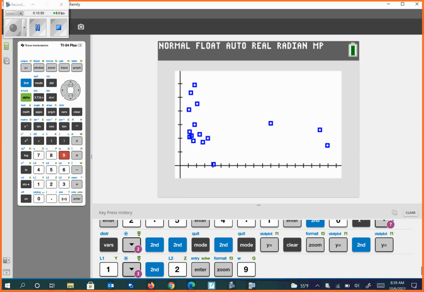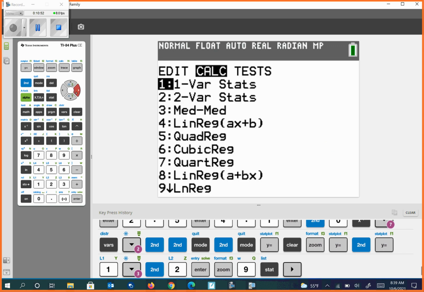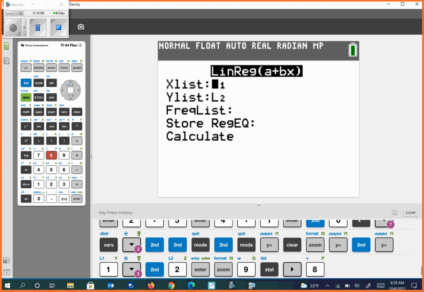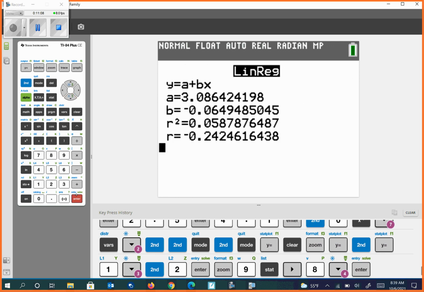So what I'm going to do is go to stat, calculate, and I want the linear regression number 8. So list 1, list 2. Go down, go down, go down. Enter. All right, so this has an R value. We said it was negative, so that means we have a negative slope. This is like getting a 24% on a test. No one's happy about that, but yet people are using this as statistics.